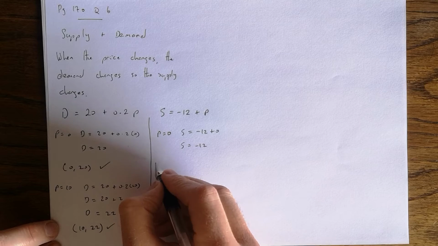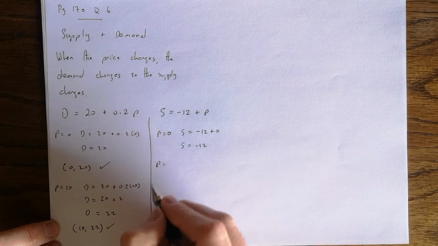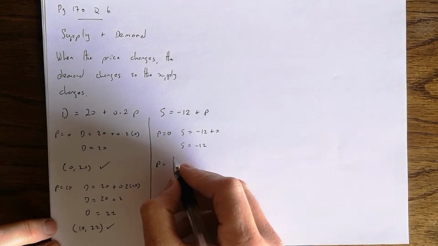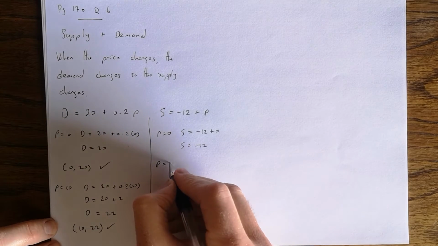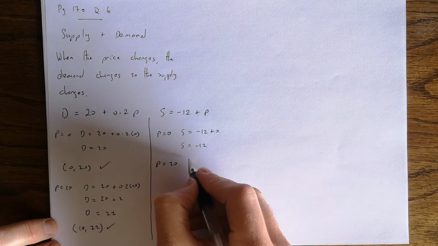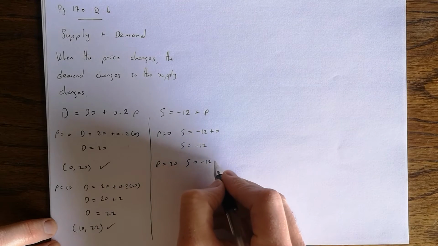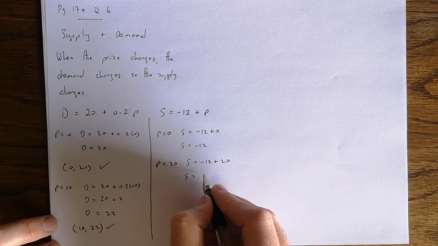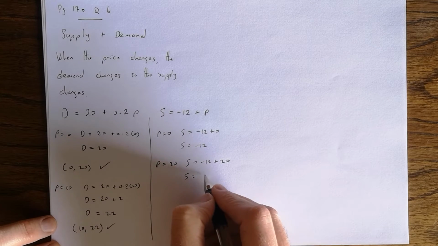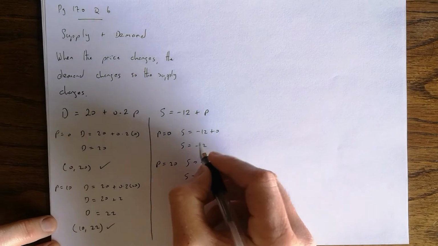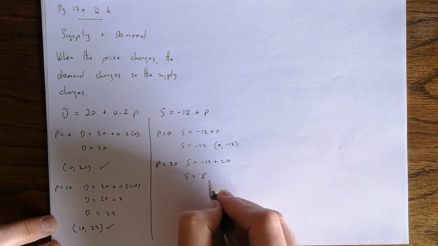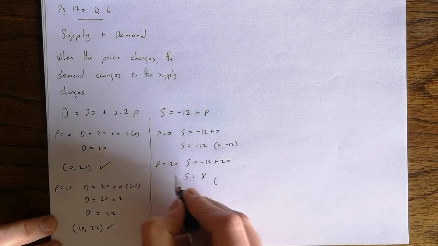And then when P is equal to, let's say, 20. You can choose anything, it doesn't make any difference. So I get S is equal to minus 12 plus 20, which is 8. So the point up here is the point 0, minus 12, and the point down here is the point 20, 8.